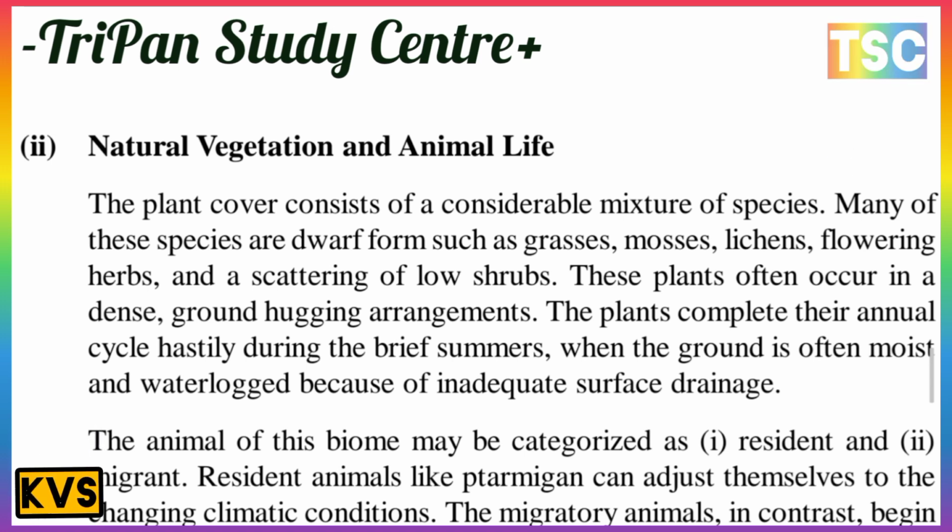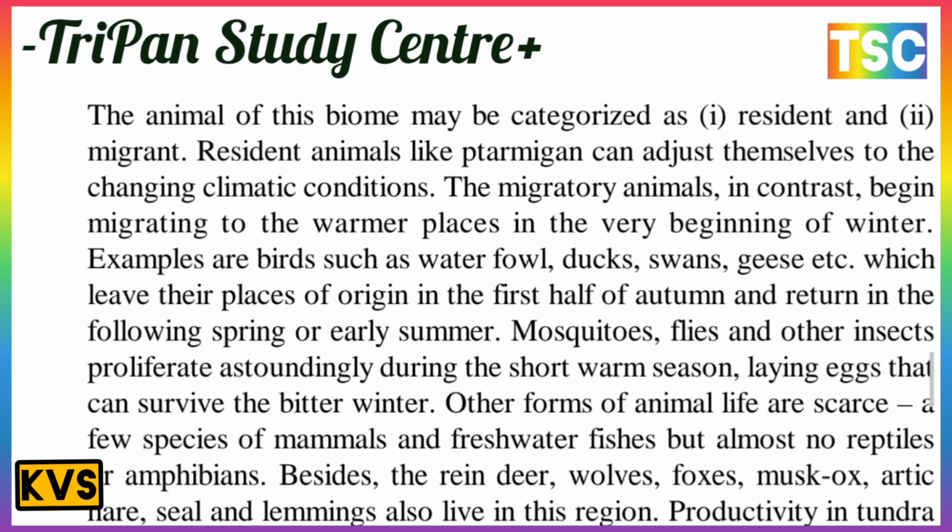The animals of this biome may be categorized as resident or migrant. Resident animals like ptarmigans can adjust themselves to changing climatic conditions. Migrant animals, in contrast, migrate to warmer places at the very beginning of winter. Examples are birds such as waterfowl, ducks, swans and geese, which leave their place of origin in the first half of autumn and return in the following spring or early summer.